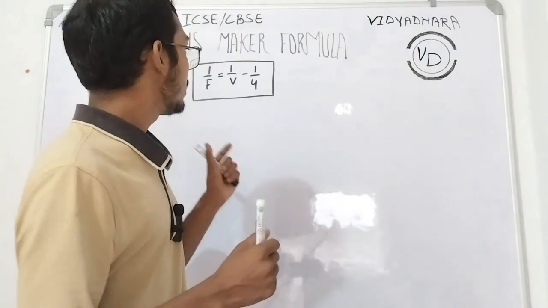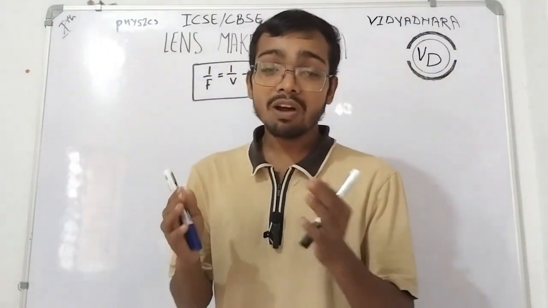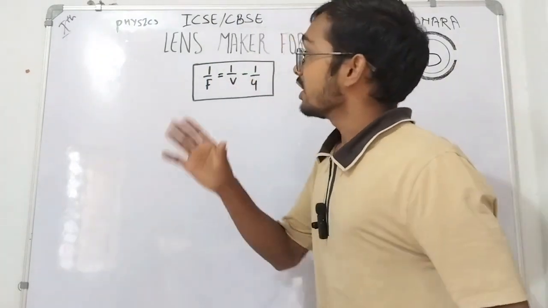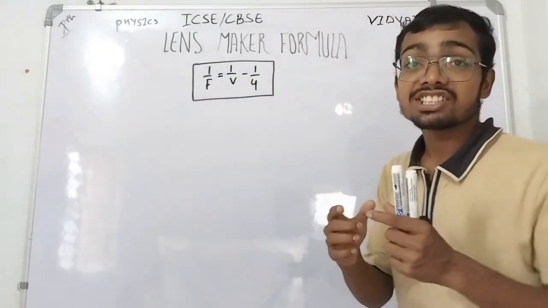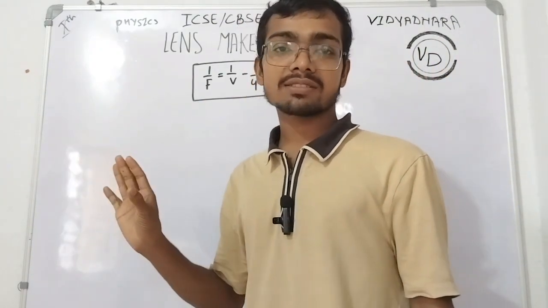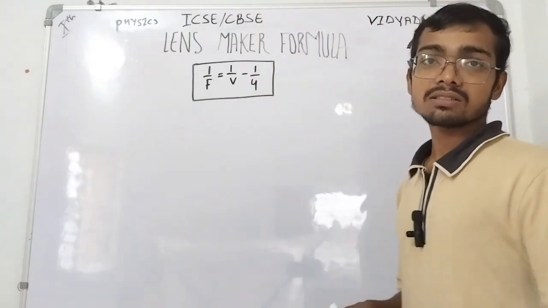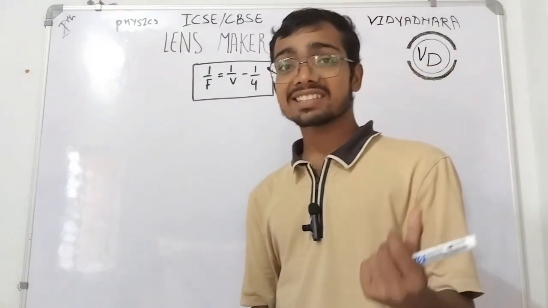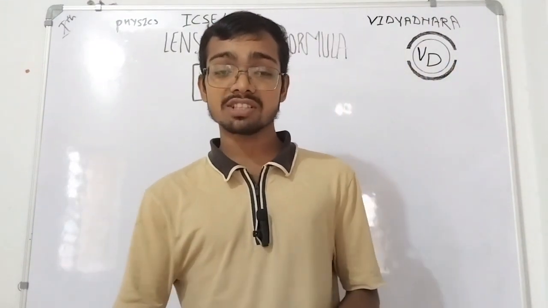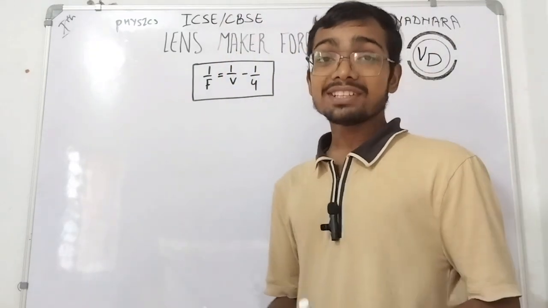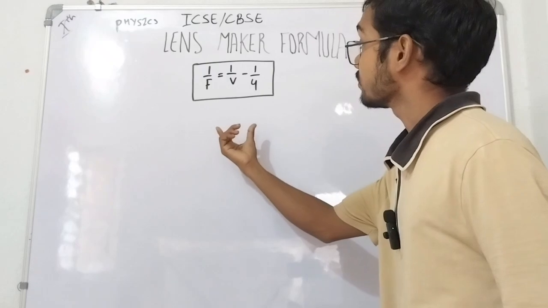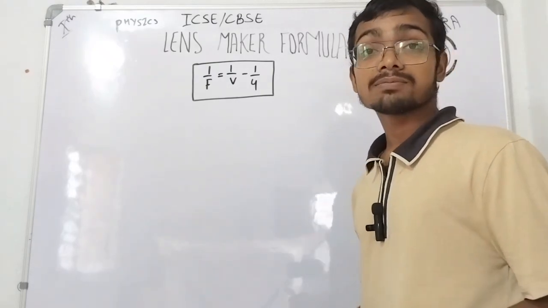So we all know that the image formed by lens is different when the object is at different places. There are two types of lens, convex lens and concave lens. Both form different images at different positions. But how to apply this lens maker formula?